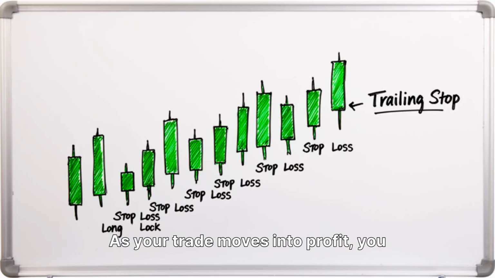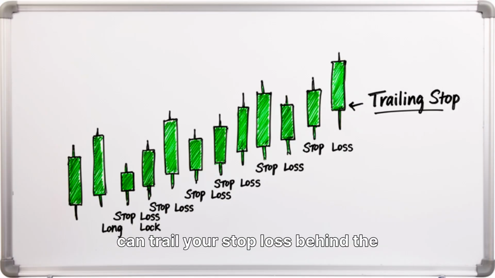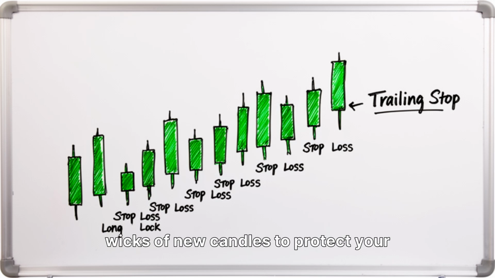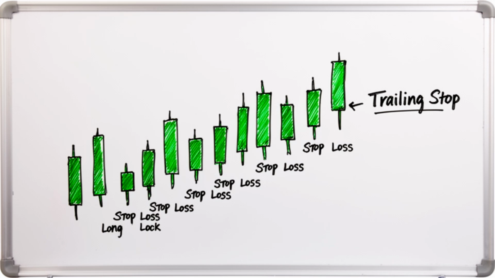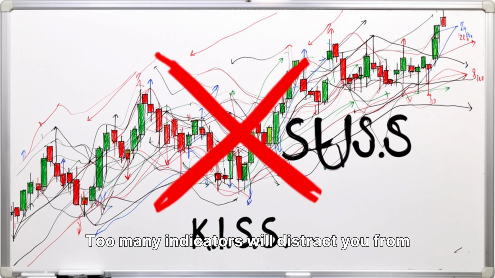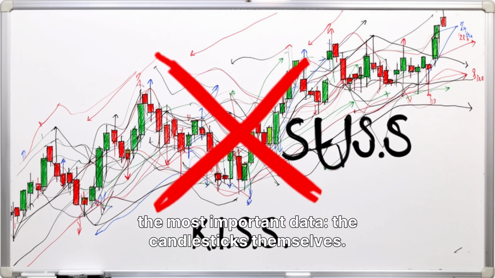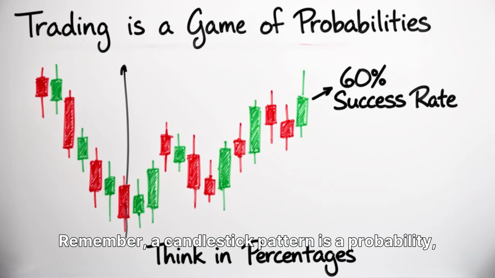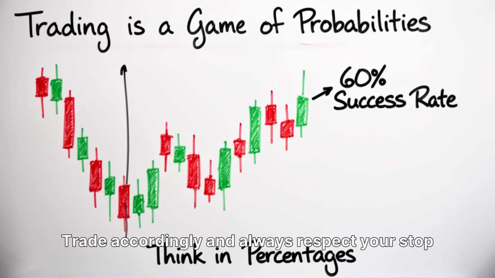As your trade moves into profit, you can trail your stop loss behind the wicks of new candles to protect your gains. Don't overcomplicate your charts. Too many indicators will distract you from the most important data, the candlesticks themselves. Remember, a candlestick pattern is a probability, not a certainty. Trade accordingly and always respect your stop loss.